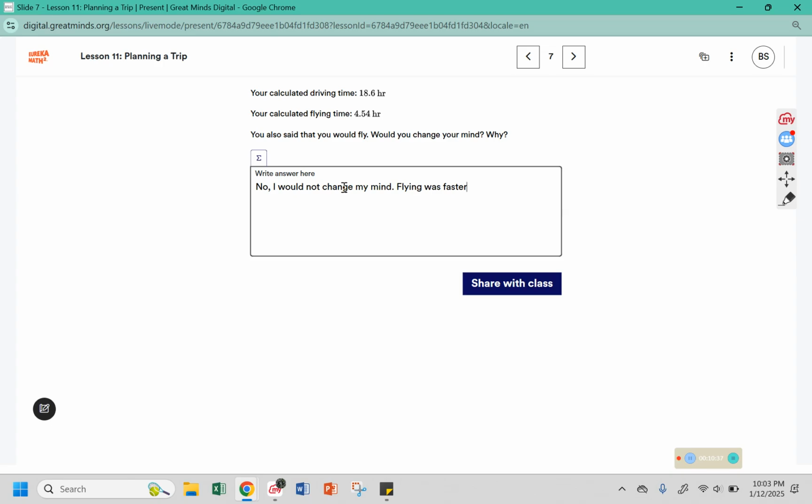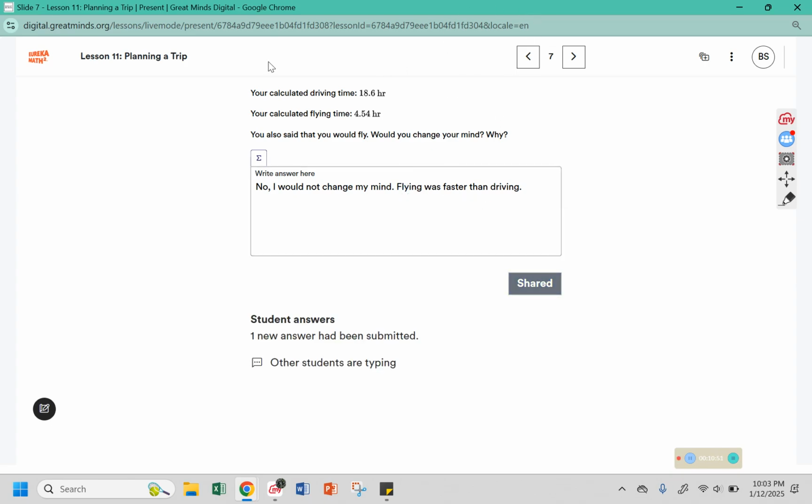Now, it might be more expensive depending on how much we pay for fuel. We don't have that information, or how much the flights cost. So there are some other factors to consider, but based on the speed of this, I would say I'd still fly.